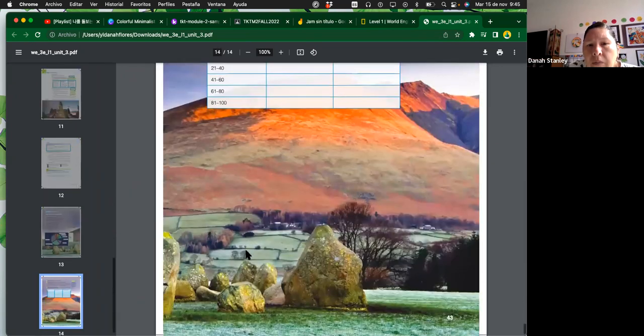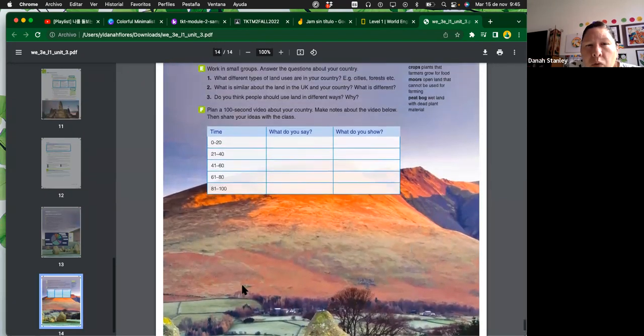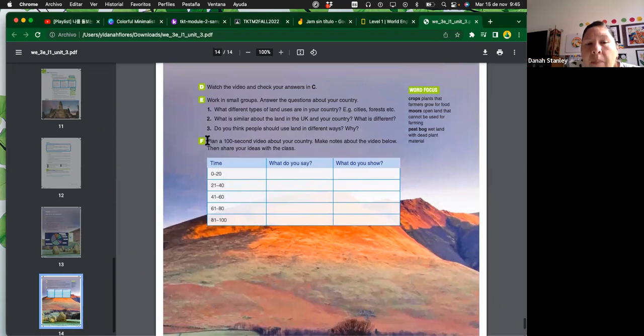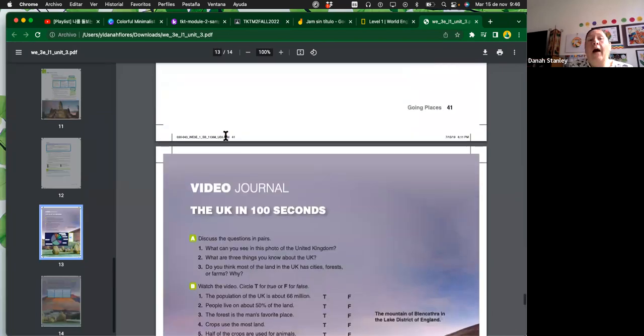And this is the video. This is something extra. And what they need to do. Dice plan, fíjense, el producto final es un video about your country. Make notes about the video below and then share your ideas in the class. O sea, in other words, what they are going to do es un storyboard para un video. Entonces, a lo mejor I can introduce a storyboard to make the compositions. First, then, and last with a graphic organizer. Okay.